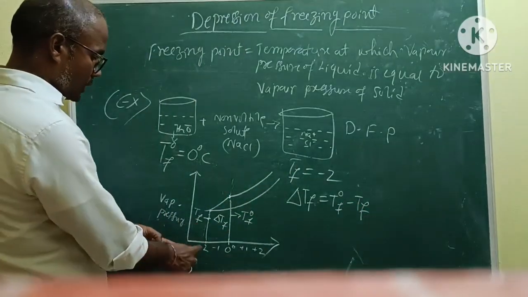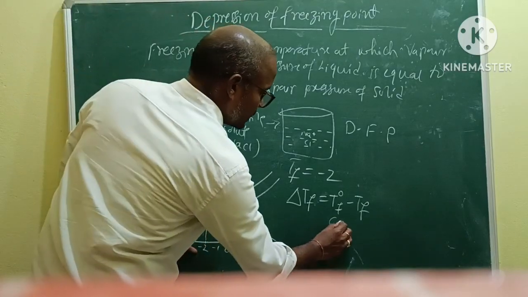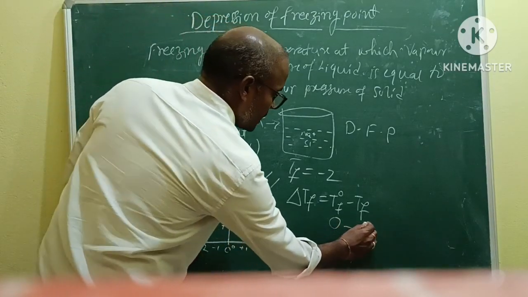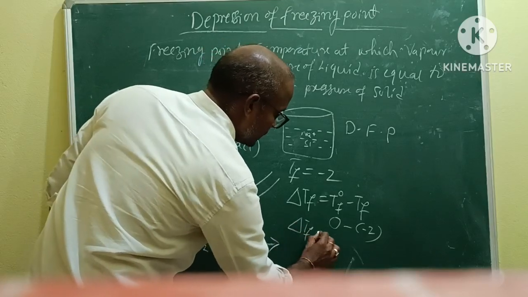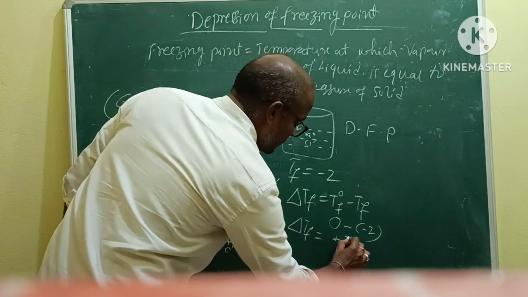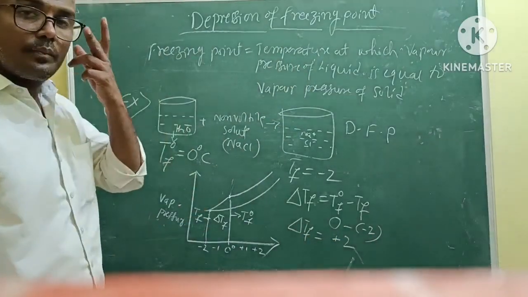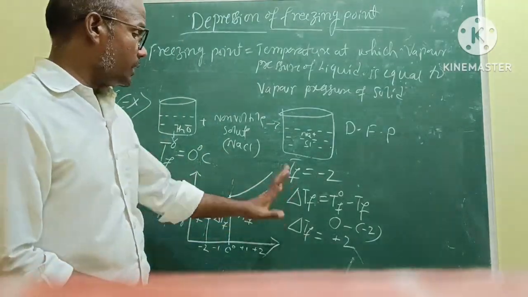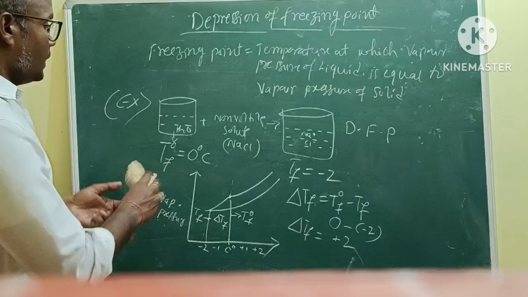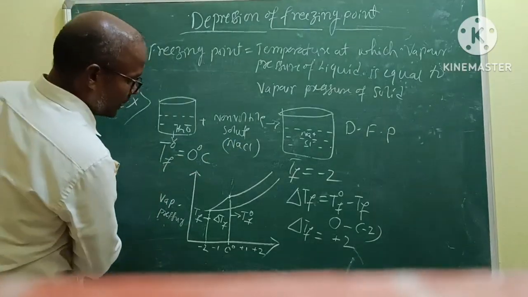Right. So what is the freezing point of water? That is 0 degrees Celsius. And here this one is -2 degrees Celsius. And the difference, that is delta TF, is equal to +2 degrees Celsius. Right. So this is the freezing point. Do you understand, students? So let's move to the new term.